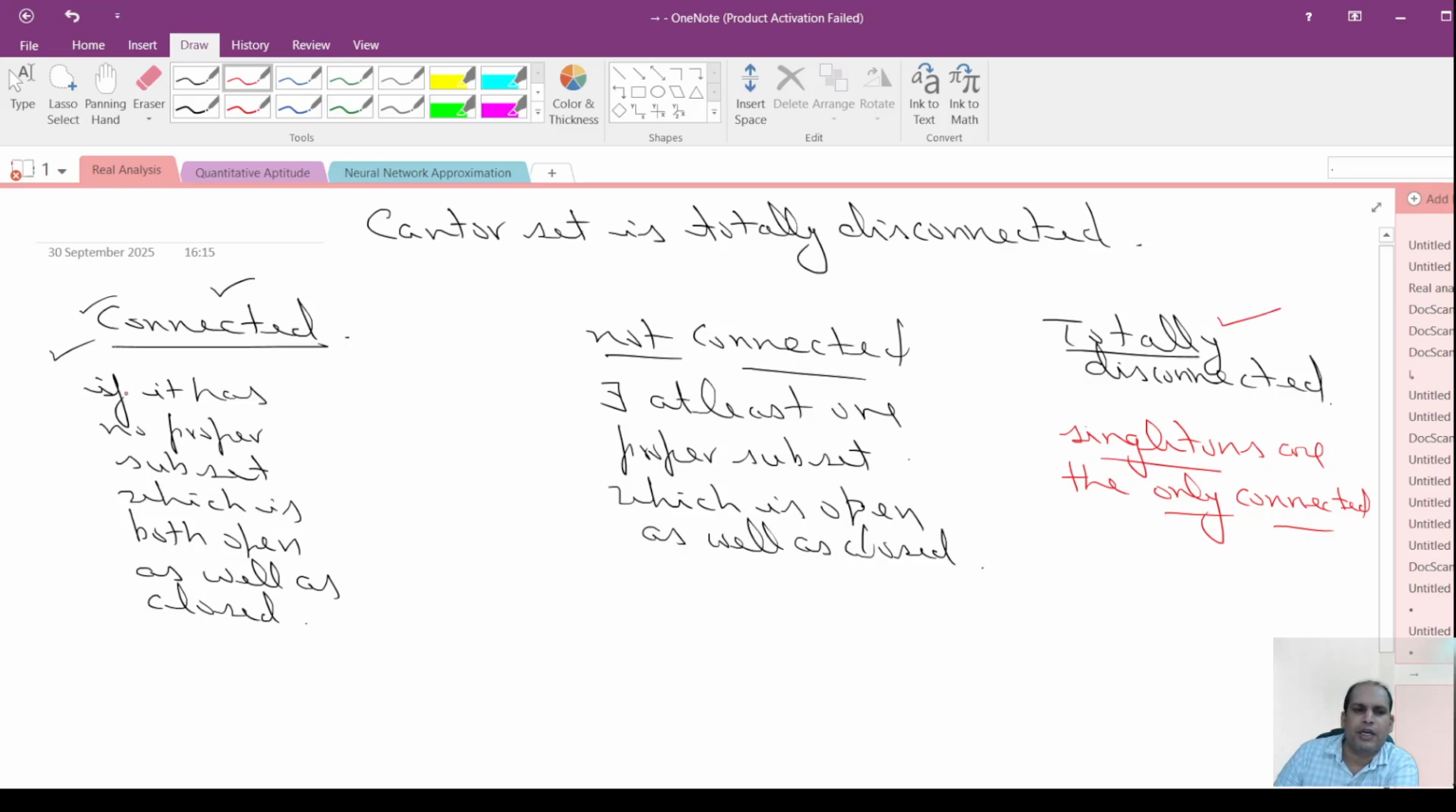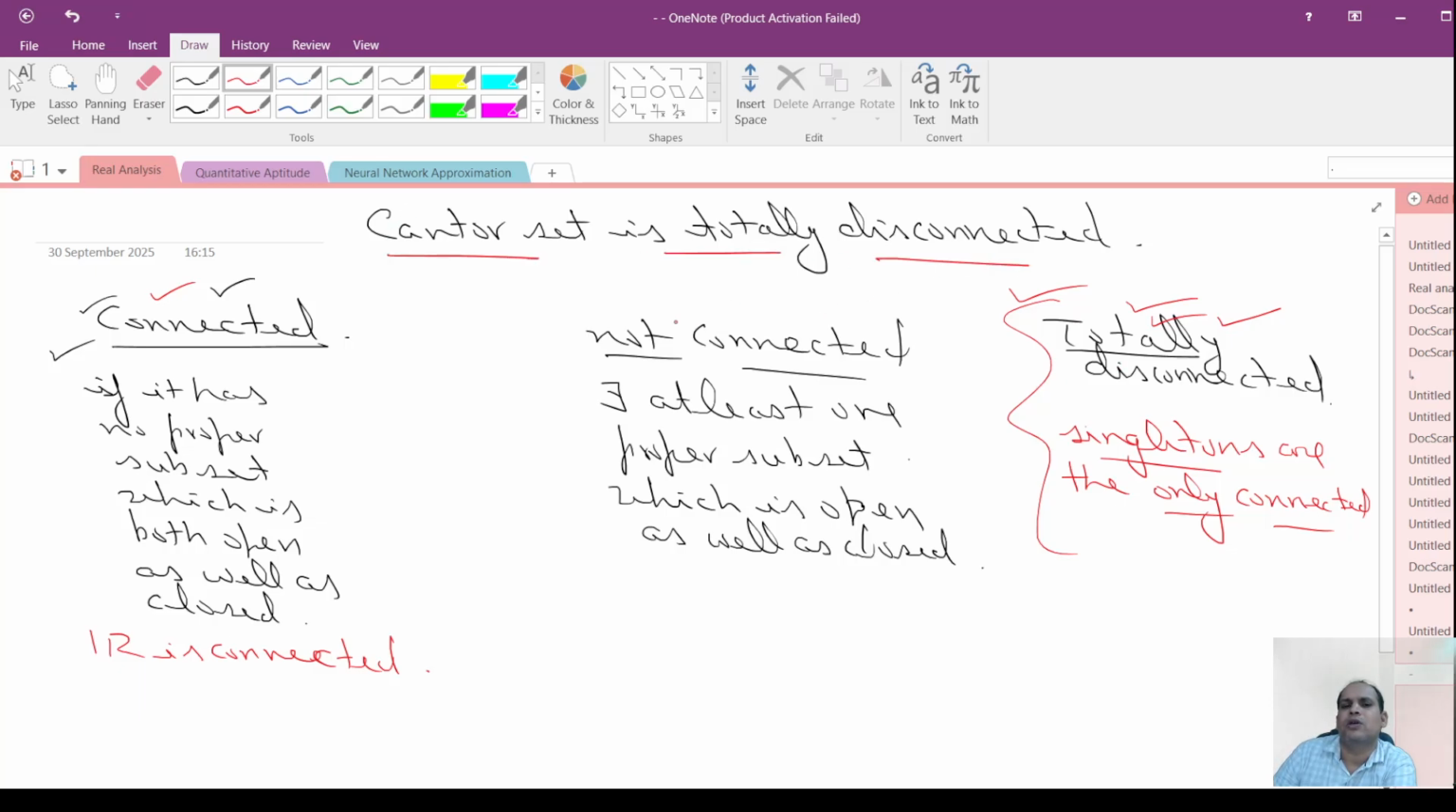For example, in connectedness, R is connected because it has no proper subset which is open as well as closed. I am not going to cover this portion, I am just recalling it. In my topology lectures I have discussed with several examples what we mean by totally disconnected, in a separate lecture. So the Cantor set is totally disconnected, which means the only connected subsets of the Cantor set are singleton sets.